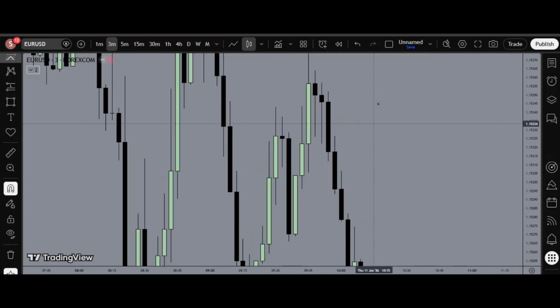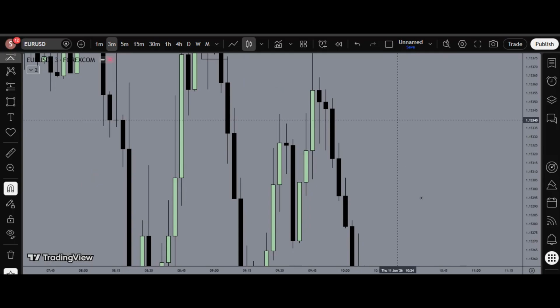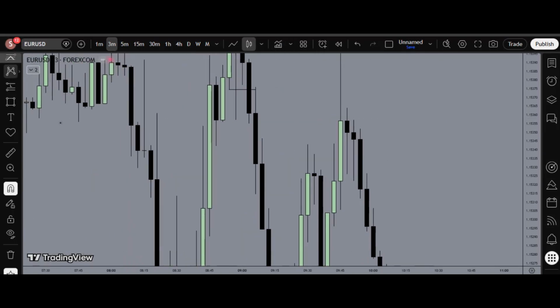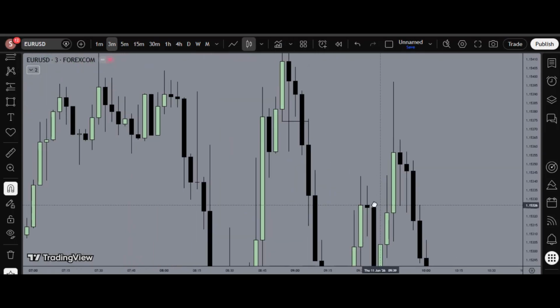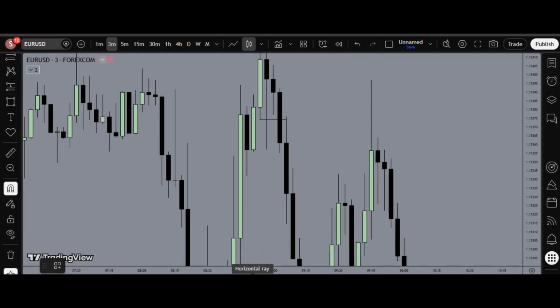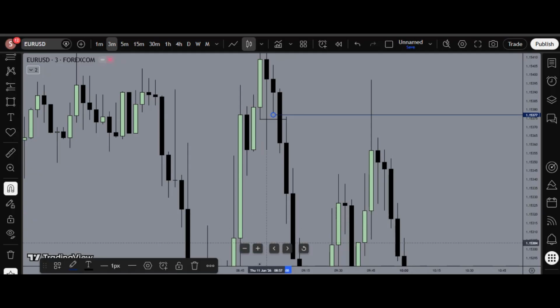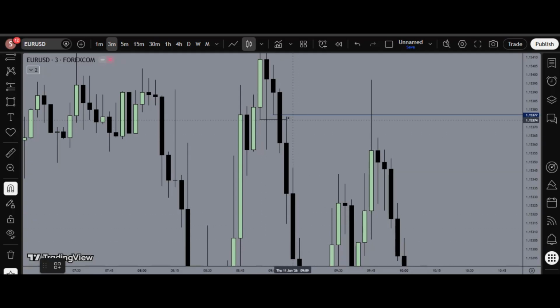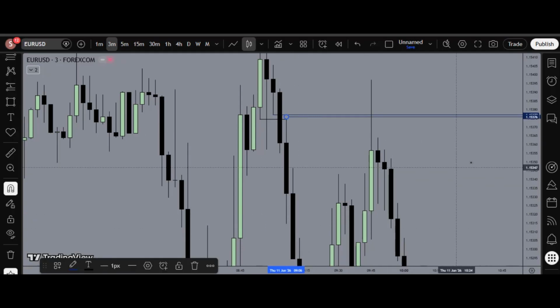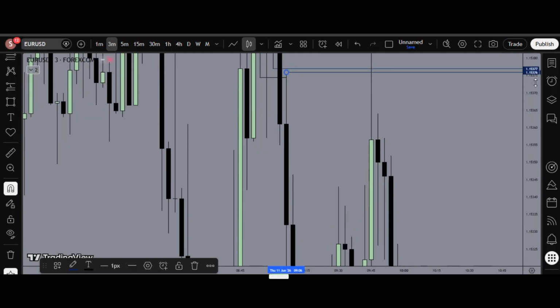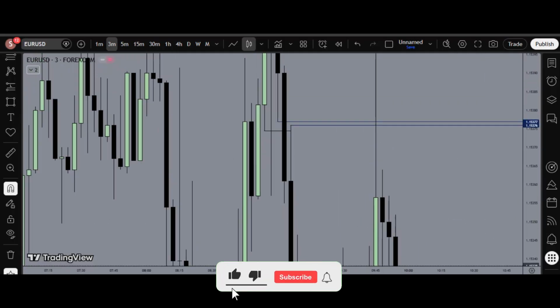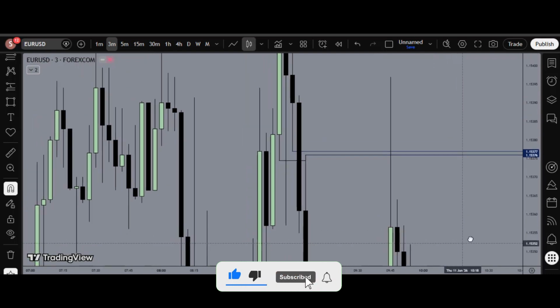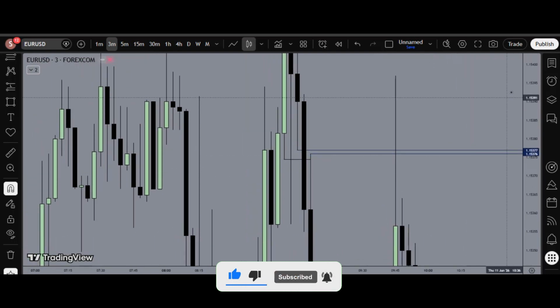So guys, let's mark. Look at this. There's a tiny fair value gap there. I hope you can all see the fair value gap. Very clear.